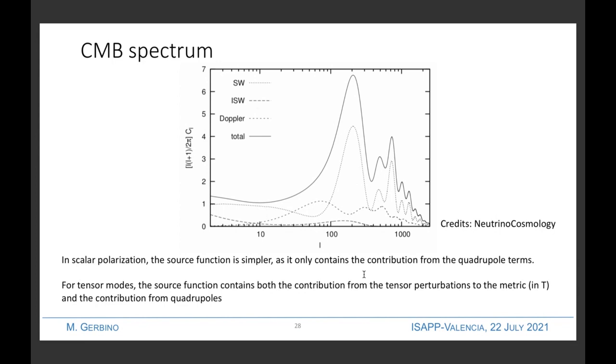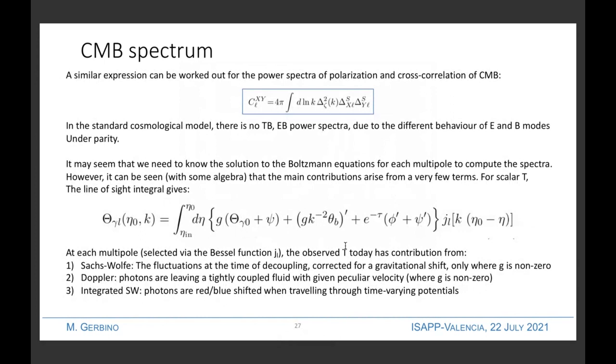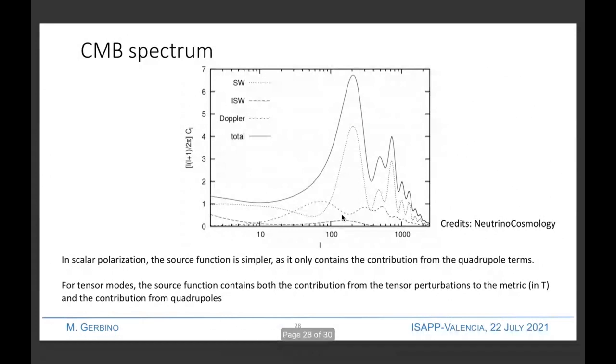The situation is slightly different or even slightly easier for the polarization field, because we have seen that the only source of polarization is the quadrupolar terms. So the source function is the physical terms that are included in these curly brackets and that are weighted for the Bessel function. In the case of polarization, what enters here in these curly brackets are just the quadrupolar terms that are sourcing the polarization pattern.